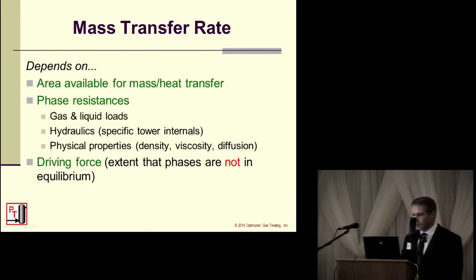Okay, so just to summarize now, our mass transfer rate depends on the area available for mass or heat transfer, the phase resistances, and the driving force. So the phase resistances are impacted by gas and liquid. I put loads, I really should have said rates, because we're talking about mass transfer rates here. Hydraulics depend on column internals, they depend on layout, vendor specifics, and physical properties. That's something we can relate to more easily.